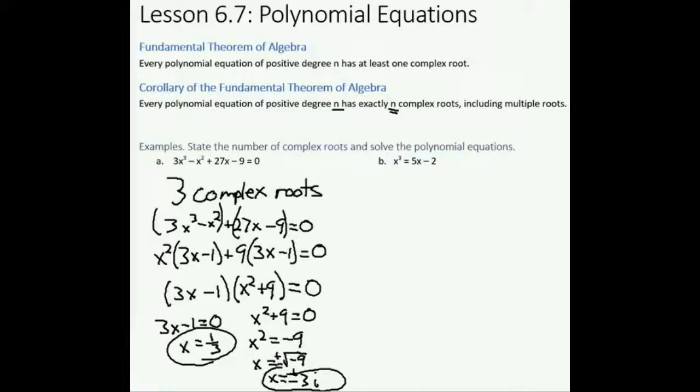So we had 3 complex roots, and we found all 3 of those. If we put 1/3 back in here and solved it, it would make it true, or if we put either of these 2 back in here and simplified it, it would make it true.